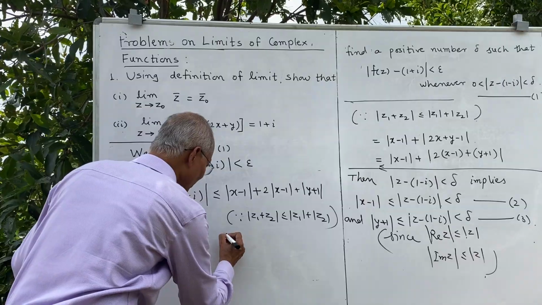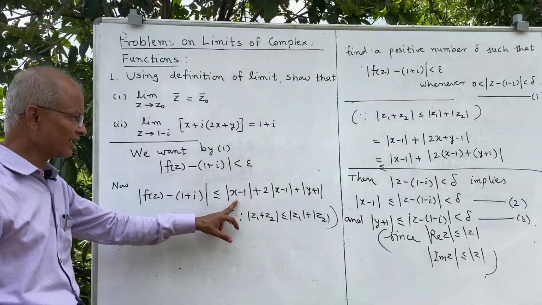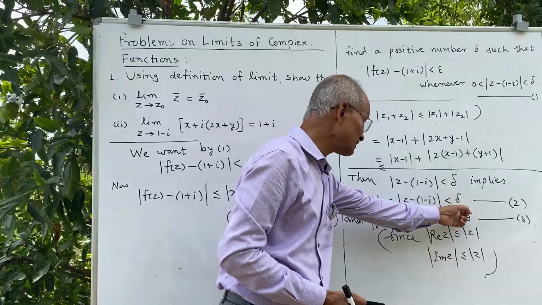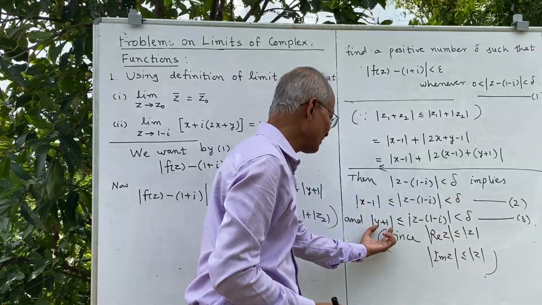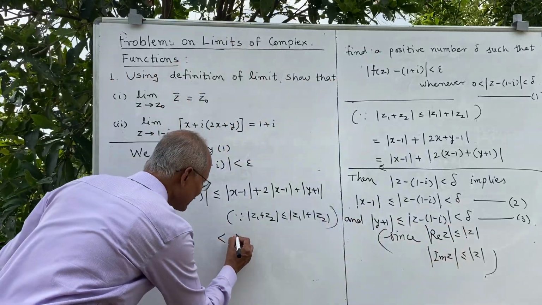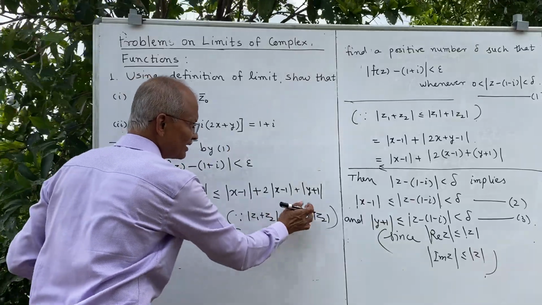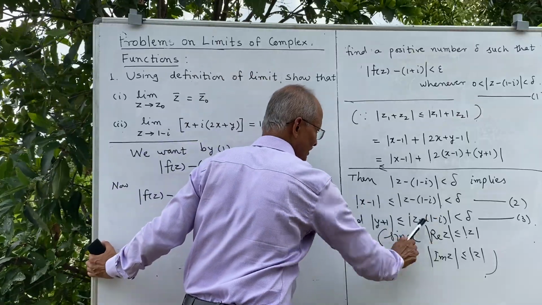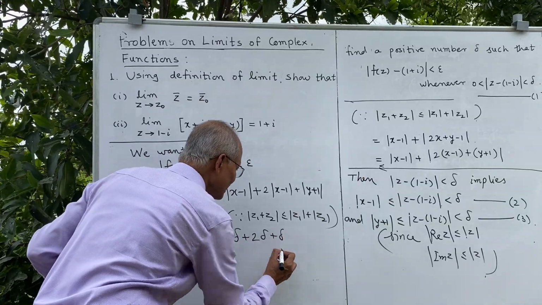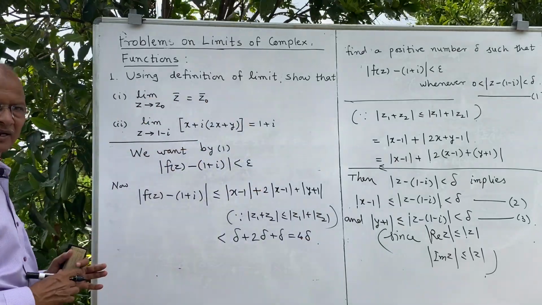Now, what about mod of x minus 1? Mod of x minus 1 is strictly less than delta, and mod of y plus 1 is also strictly less than delta, and therefore this is less than delta plus 2 times delta plus delta. Each quantity here is less than delta from the second and third. So this is delta, this is 2 times delta, and this is again delta, which is equal to 4 delta.